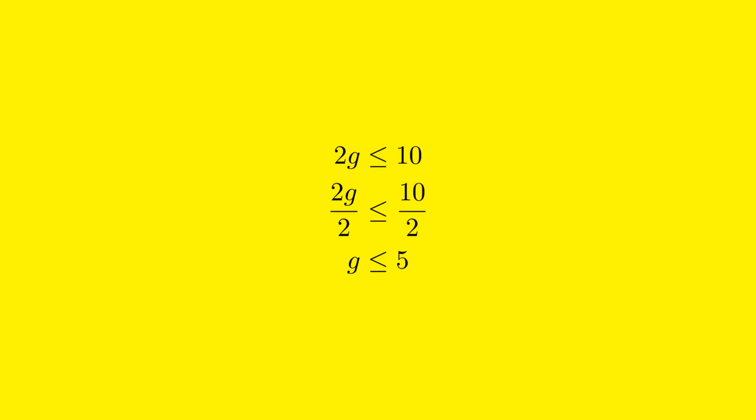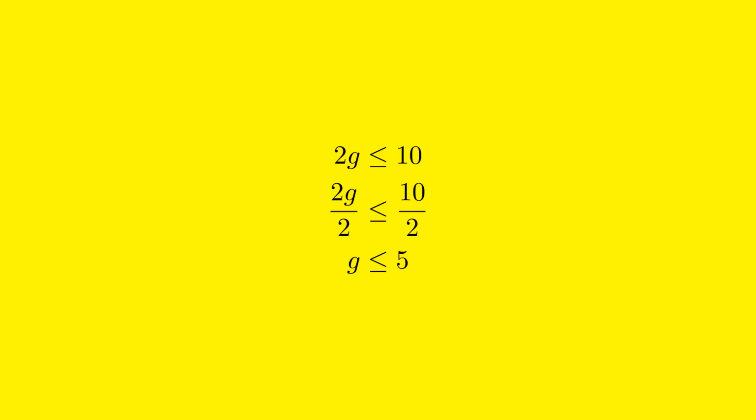Similarly, we divide 10 by 2 to maintain equality. So we now have g less than or equal to 10 divided by 2. 10 divided by 2 equals 5. Therefore, the simplified inequality is g less than or equal to 5. This is the final step. Hence, our solution in inequality form is g less than or equal to 5.